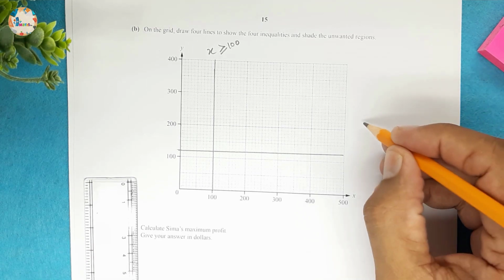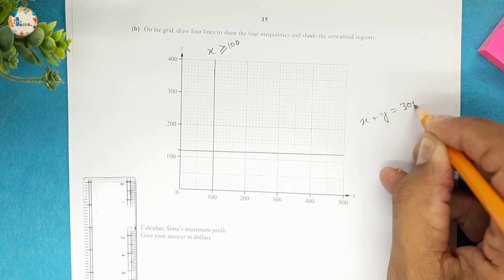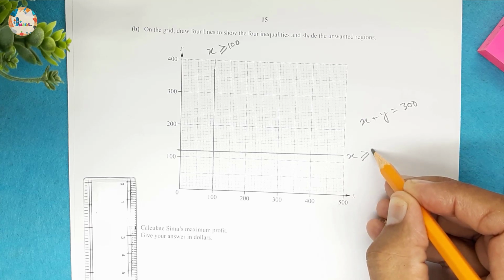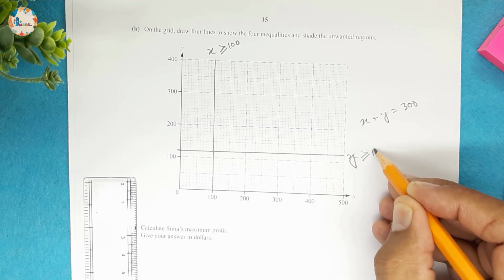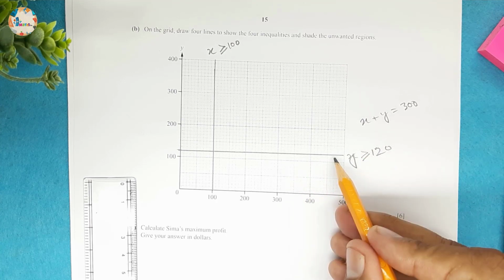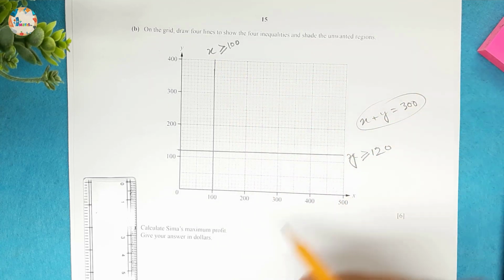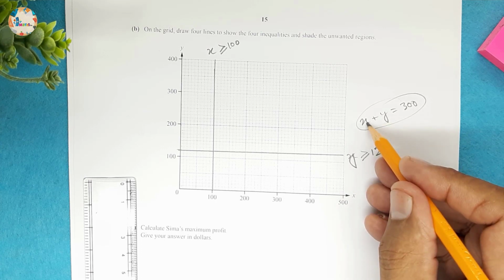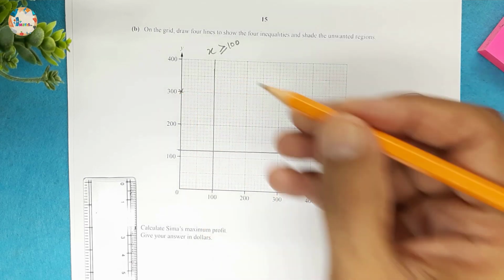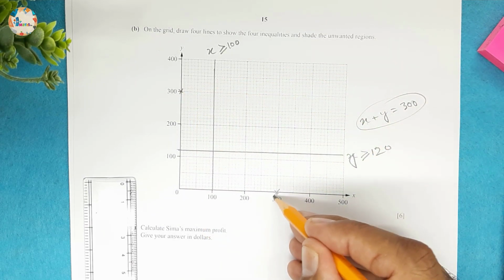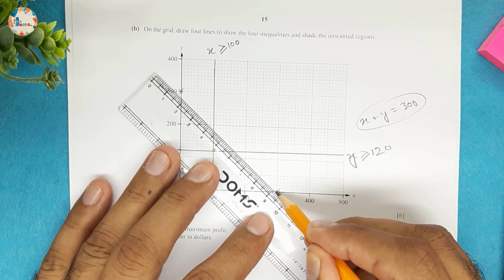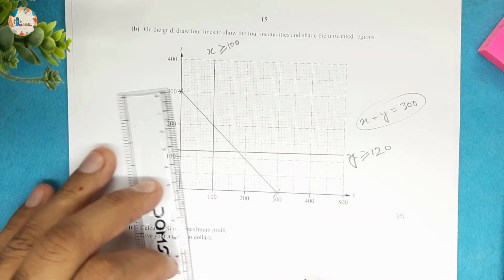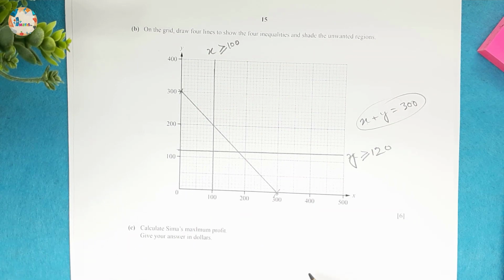So the third line, which is X plus Y equal to 300, that one we have to draw. These two lines are drawn, Y is greater than or equal to 120 is the line we have drawn over here, and this is the line which we have to draw. X plus Y is equal to 300. If X is equal to 0, Y will be equal to 300. So this point, and if Y is equal to 0, X will be equal to 300. So this point, so we can join these 2 points, and this is the line which we can draw over here.